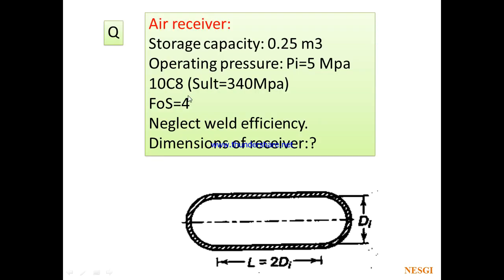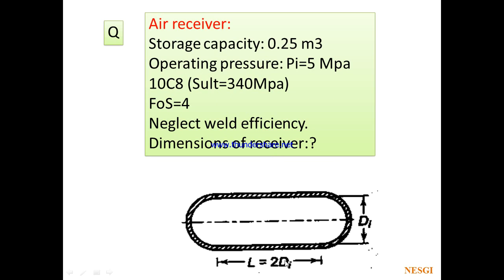Next, let us see one more problem. It is a combination of sphere and cylinder. This is the air receiver. Storage capacity is 0.25 meter cube. So this is the figure given. Complete storage capacity is up to here. It is a cylinder. Afterwards, the end is spherical shape. Operating pressure 5 megapascal. Material ultimate strength is 340 megapascal. Factor of safety 4. Neglect weld efficiency, means eta L and eta C equal to 1.